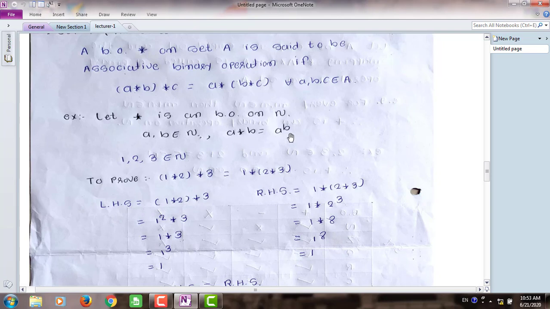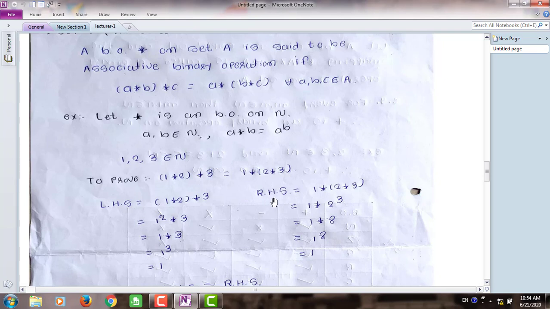We know that A star B is equal to A raised to B. So 1 star 2 is equal to 1 raised to 2, and star 3 as it is. 1 raised to 2 is equal to 1, and star 3 as it is. Now 1 star 3 is equal to 1 raised to 3, and 1 raised to 3 is equal to 1. Therefore the left hand side is equal to 1.